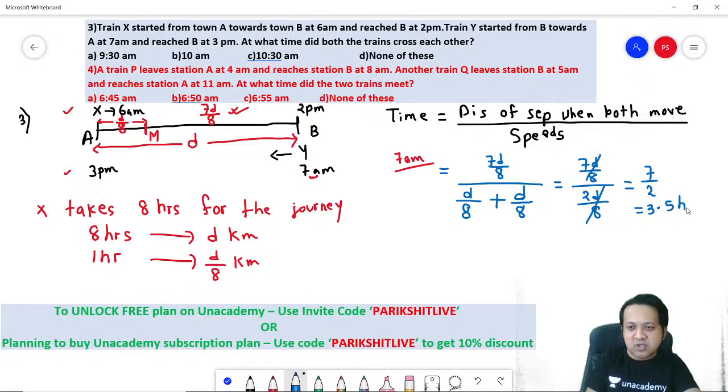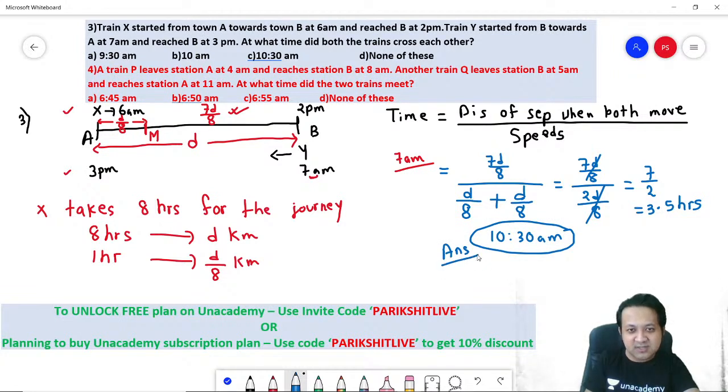So when do they meet? They meet in 3.5 hours starting from 7 a.m. So 7 a.m. plus 3.5 hours makes it 10:30 a.m., and that's your answer. I hope you follow this. Correct? Any doubt in this? It's an easy one if you are conceptually clear.